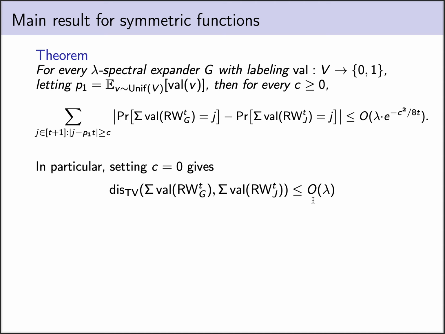And we actually generalize this to show this tail bound on top, which basically states that if we restrict attention only to coordinates that are far away from the mean p1, say distance C away from p1, and then take the total variation distance on these tails, we still get the big O of lambda bound, but we also get to multiply it by this exponentially decaying factor. So the tails of the difference decay very rapidly.